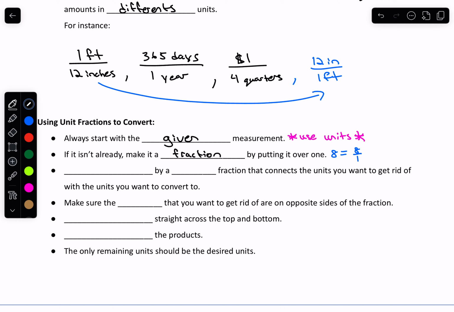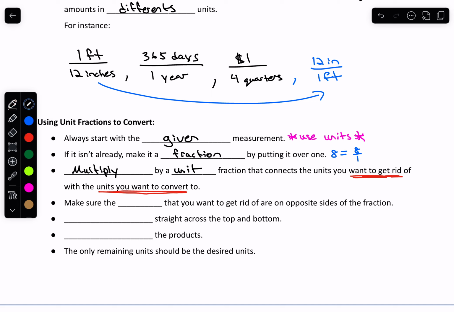Then we're going to multiply by a unit fraction. The point of the unit fraction is to connect the units that you want to get rid of with the units you want to convert to. So the key here is whatever we want to get rid of and whatever we want to convert to, those are what need to be in the unit fraction. If I want to go from feet to inches, I want to make sure that I multiply by a unit fraction that will get rid of the feet and include the inches. So the whole point of unit fractions is to cancel out one unit and apply a new unit.